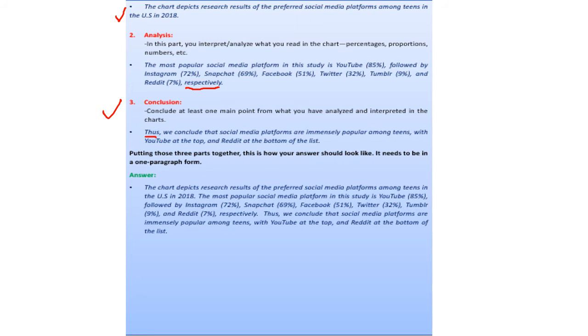Okay, now the answer will be this way, in one single paragraph. The chart depicts research results of the preferred social media platforms among teens in the US in 2018, part 1. You got the points here. The analysis, okay, respectively, and your conclusion, and this is it. Okay? Make sure you go back to the ebook and read it very thoroughly.